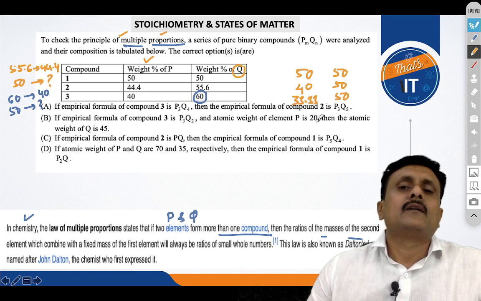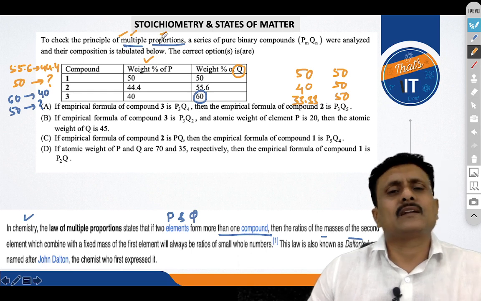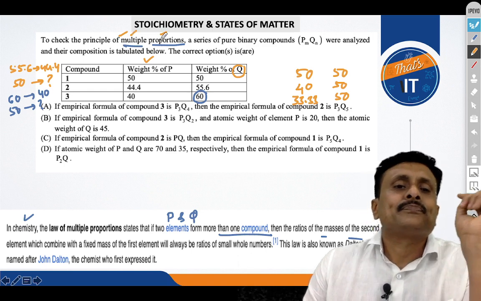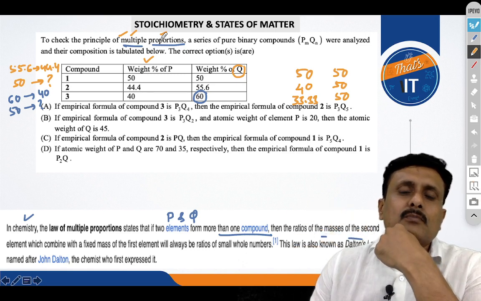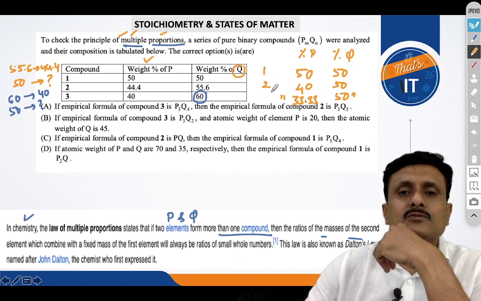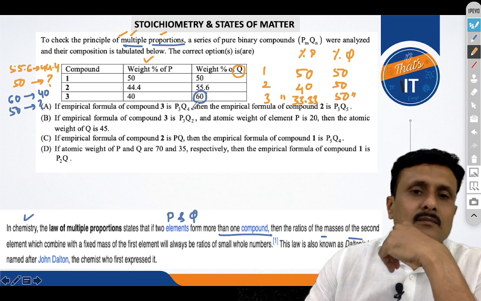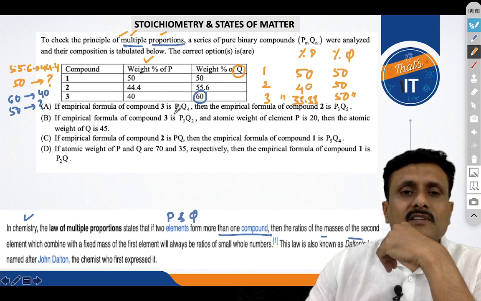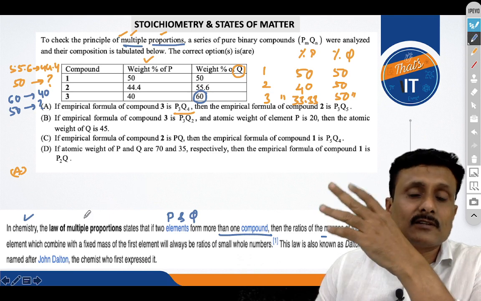33.33. So you have rewritten the table for your comfort so that the law of multiple proportions can be obeyed, right? You can see as per that, look at the options which are given according to it. If the empirical formula of compound 3, see, we are going to take these values for compound 3, isn't it? For percentage of P and percentage of Q, this is compound 1, this is 2, and this is 3. What you're going to do here is that the empirical formula of the compound 3 is P3. You see, I'm checking out option A. Please listen carefully. Complicated topic, right?